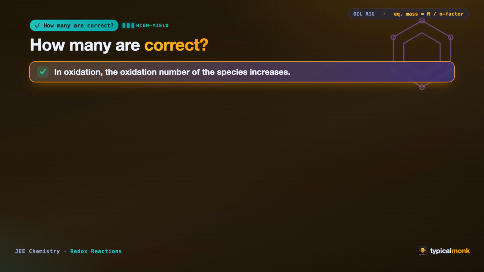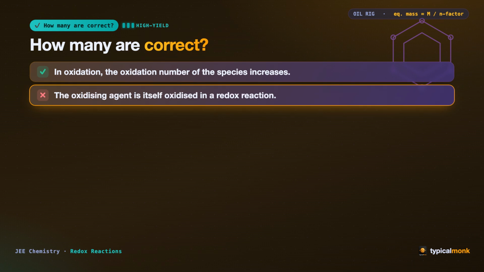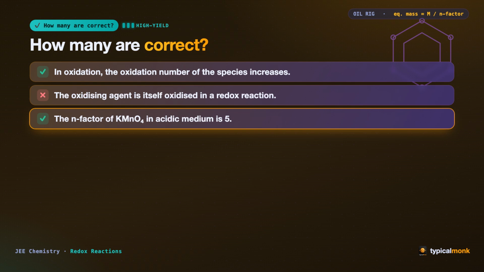Now, how many of these 3 statements are correct? 1. In oxidation, the oxidation number of the species increases. That is correct. Oxidation is loss of electrons. 2. The oxidizing agent is itself oxidized in a redox reaction. That is wrong. The oxidizing agent is itself reduced. 3. The N factor of potassium permanganate in acidic medium is 5. That is correct. +7 down to +2.